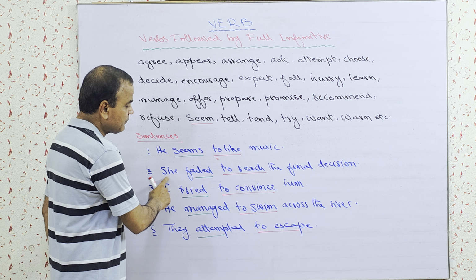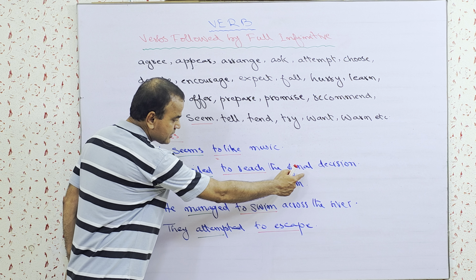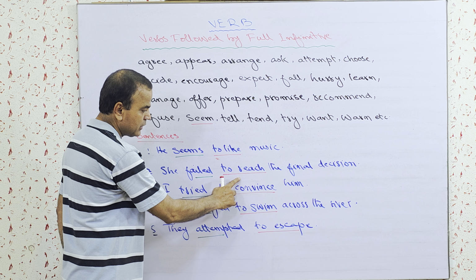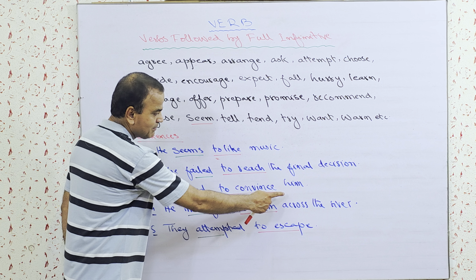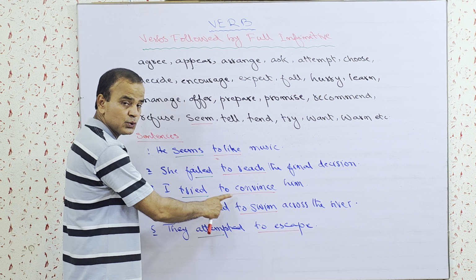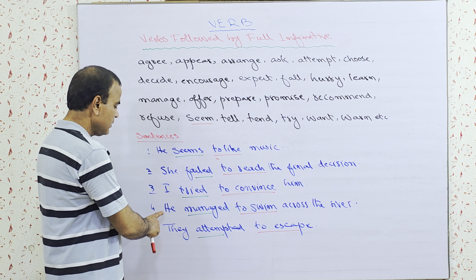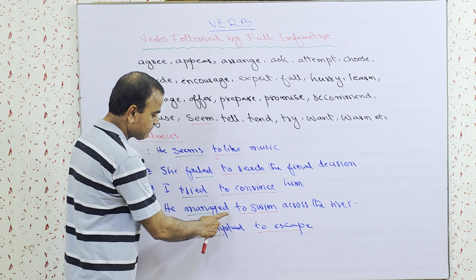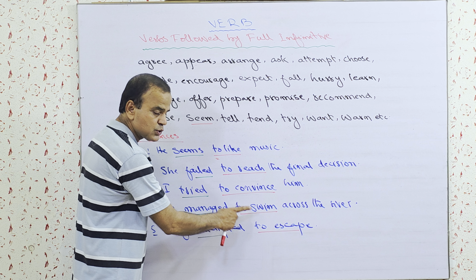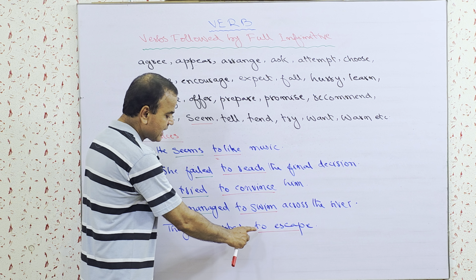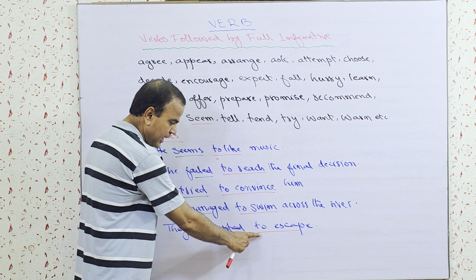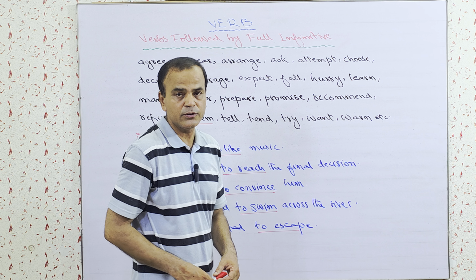She failed to reach the final decision, failed, and I used here the full infinitive. I tried to convince him, tried, and then I used the full infinitive. He managed to swim, managed, and then I used the full infinitive after that. They attempted to escape, so attempted, and then I used the full infinitive.